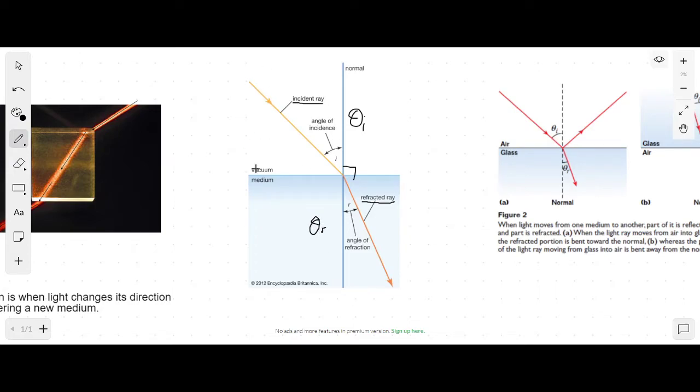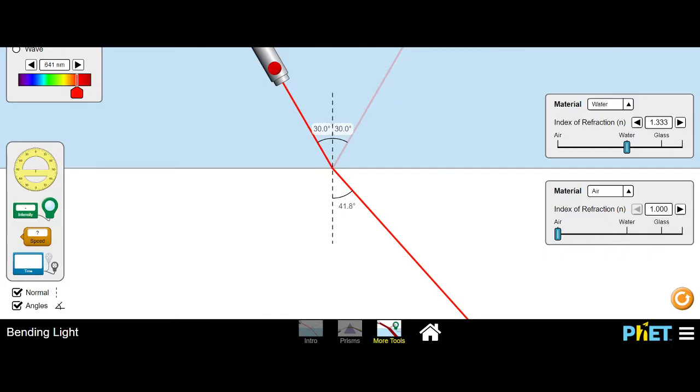Incident ray, normal line, refracted ray. The angle between the incident ray and the normal line is theta I. The angle between the normal line and the refracted ray is theta R. Let's play around with a little PhET simulation now.